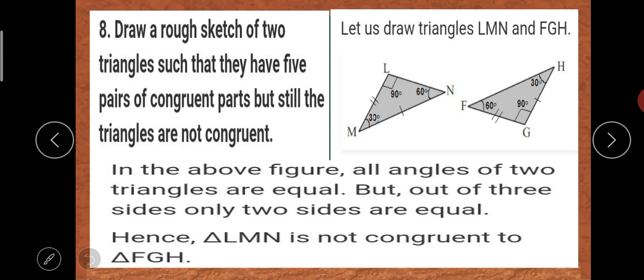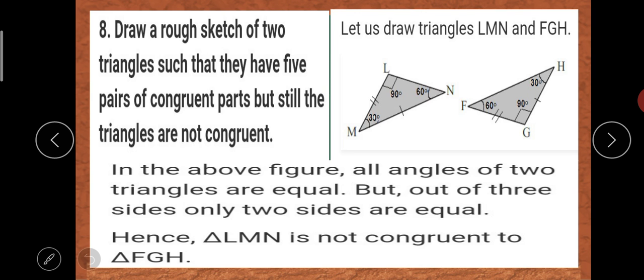L shows 90 degrees. Here L and G are 90 degrees. L is 90, G is 90. So here one angle is the same. Second, see angle N, or we can say MNL. It is 60 degrees. HFG is again 60 degrees. And angle NLM and angle HGF are also 90 degrees.